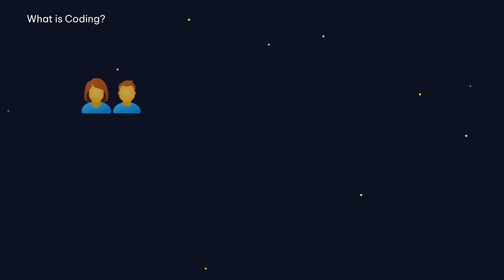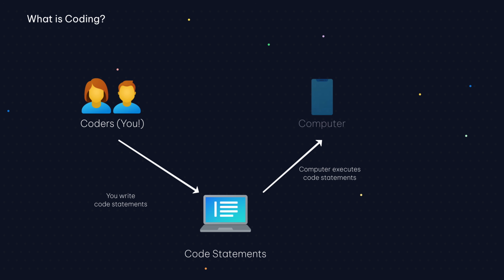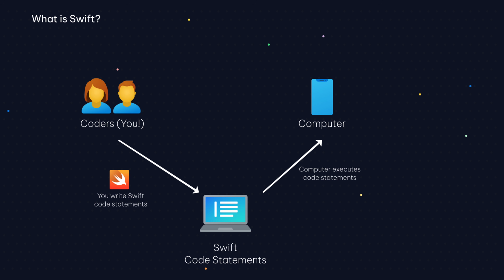First of all, let's make sure we're all on the same page. What is coding? Well, to me, it is just the act of writing out code statements which represent instructions that we want the computer to do. And then the computer reads the code statements and carries out our instructions. Well, what is Swift then? Swift is the coding language that we use to write those code statements.